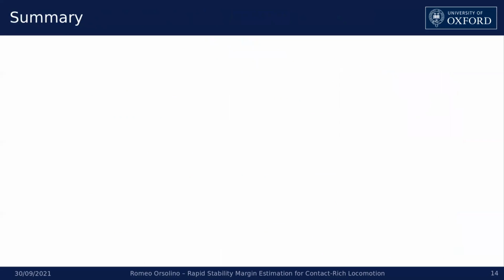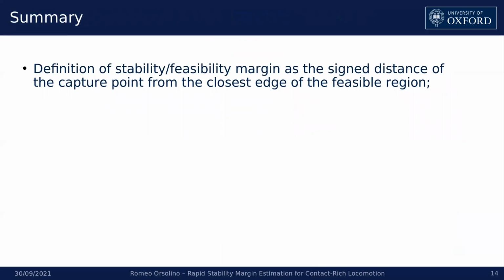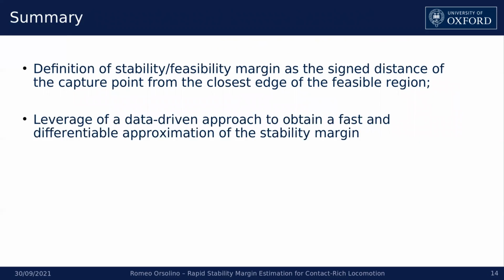In conclusion, I would like to summarize the main points of this work. First of all, we have proposed the usage of a stability metric that exploits the capture point and the feasible region in order to generate dynamic motions such as trot and walk in the presence of rough terrains. We have also shown how data-driven approaches can be used to efficiently estimate the stability margin and its gradient with respect to the input state.